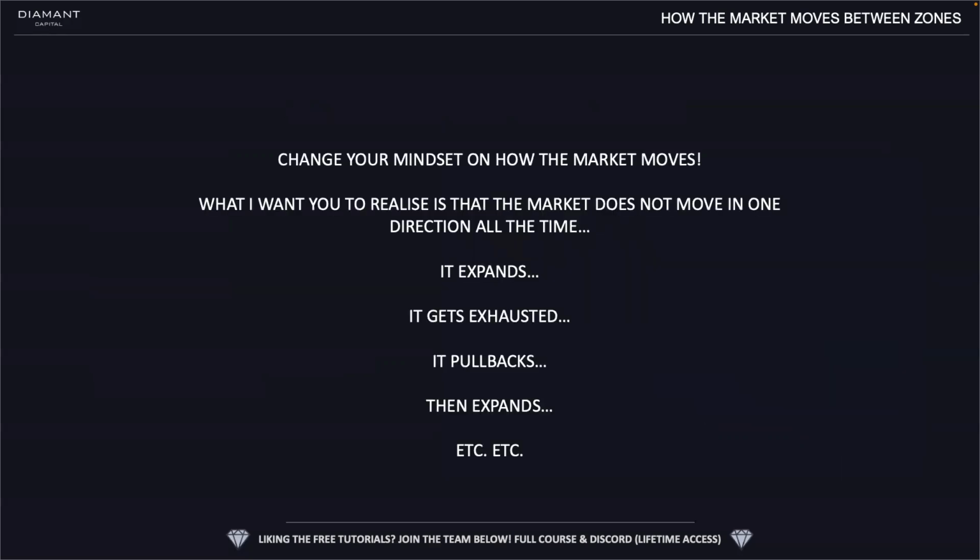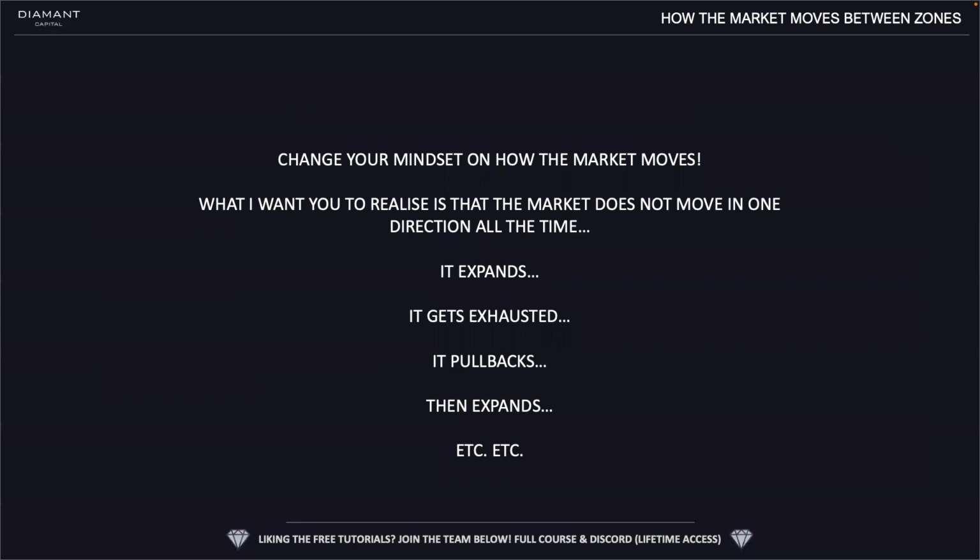So how do we actually use these to our advantage? I'm going to say this, you need to change your mindset on how the market actually moves. The market does not move in one direction all the time. If that was the case, we'd just be entering buys all the time, and we'd get a high, high, high, low, high, high, high, low all the time. Similar in a downtrend as well. But one thing you need to understand is that it moves in waves. It slows down at times, it gets exhausted, it expands, it pulls back, all these types of things.